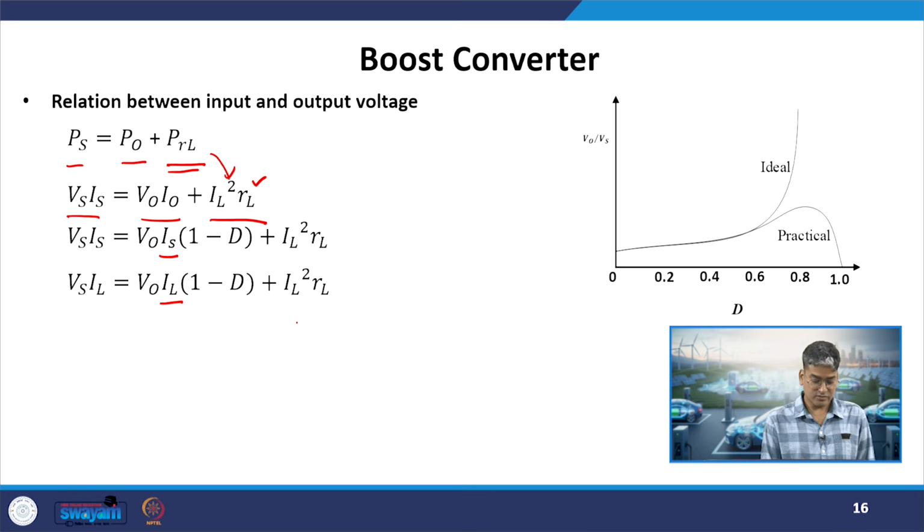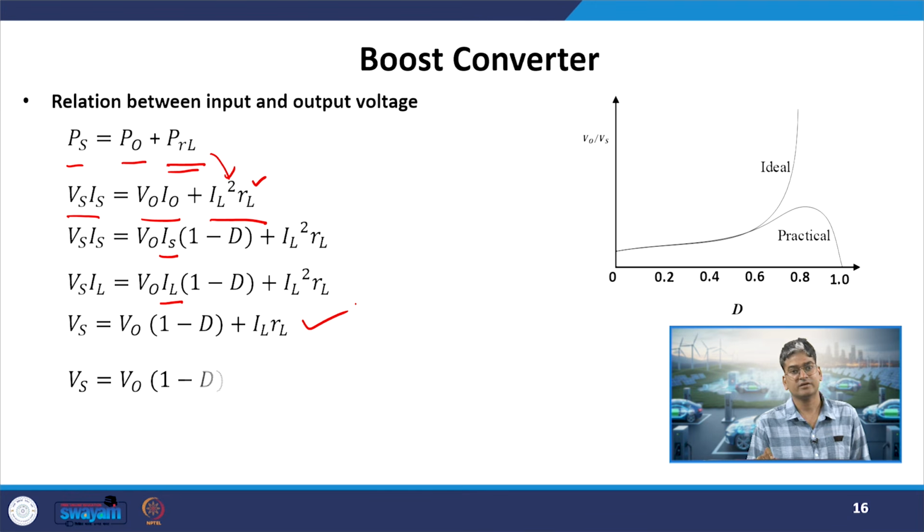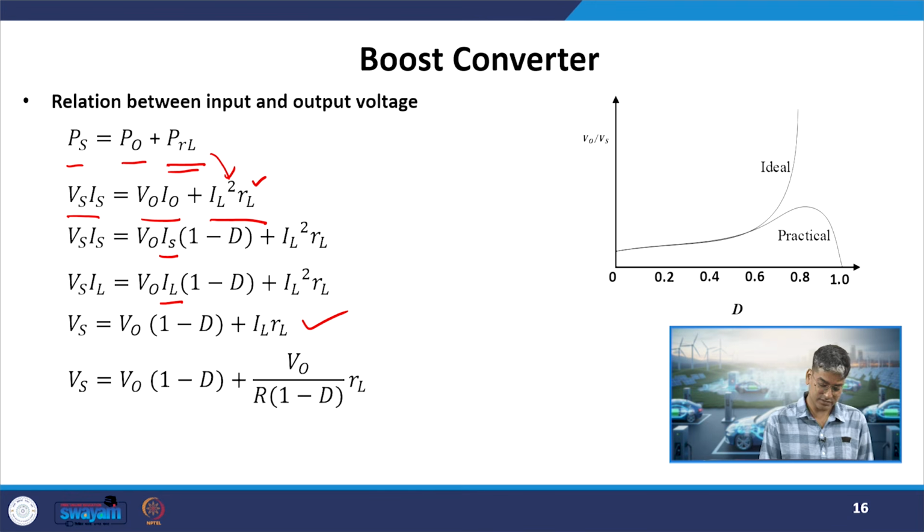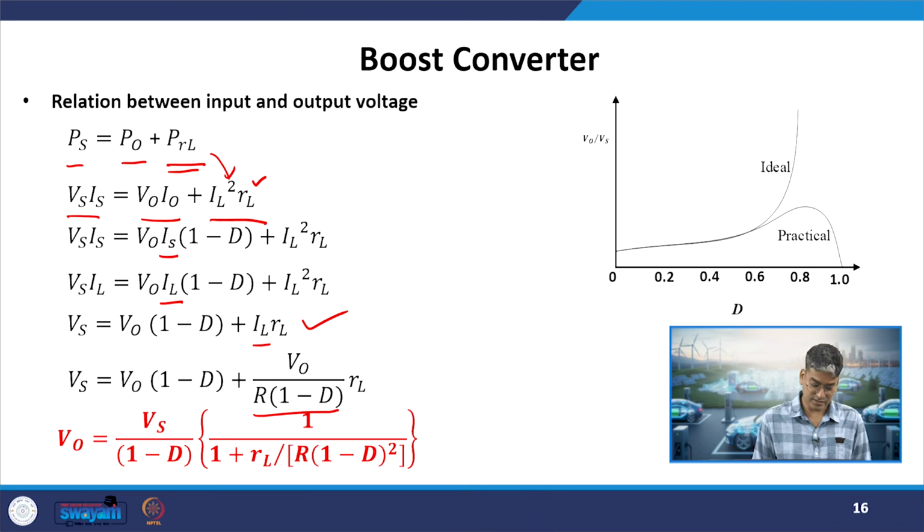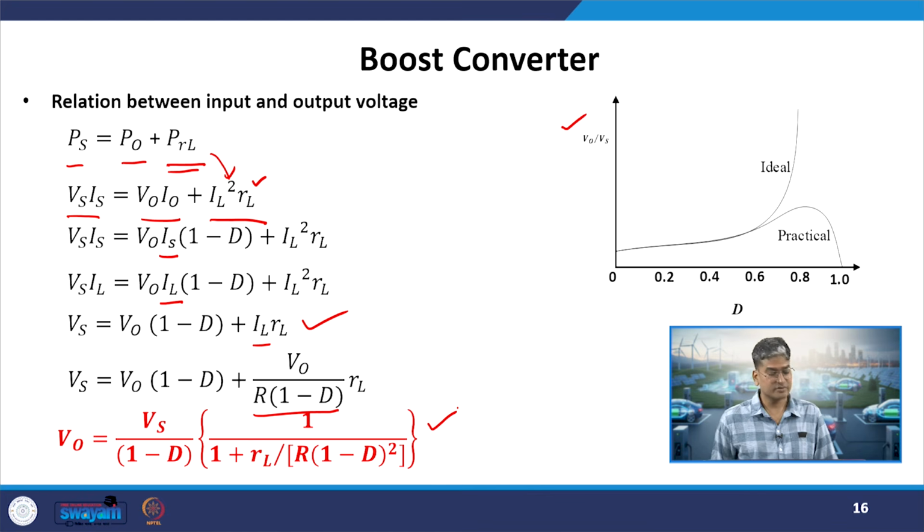So, now in this equation my IL will get cancelled out, and I will be left with this simplified equation. If I replace this IL, the average inductor current, in terms of the output voltage, I will find this to be the relation, and the graph which we are seeing over here is obtained by using this relation.